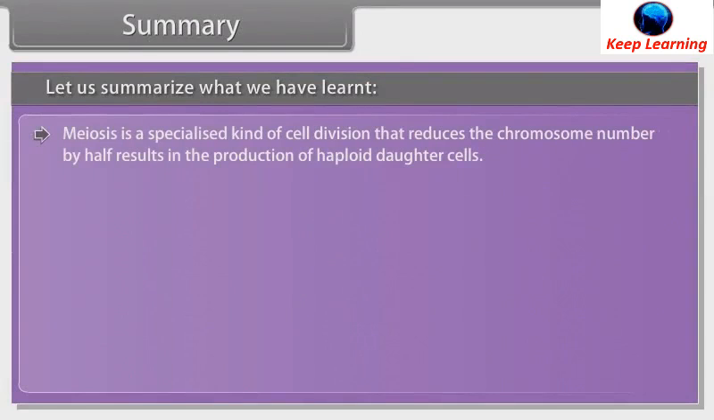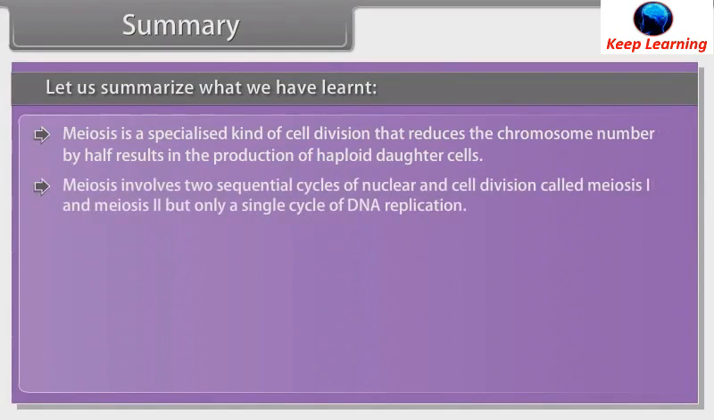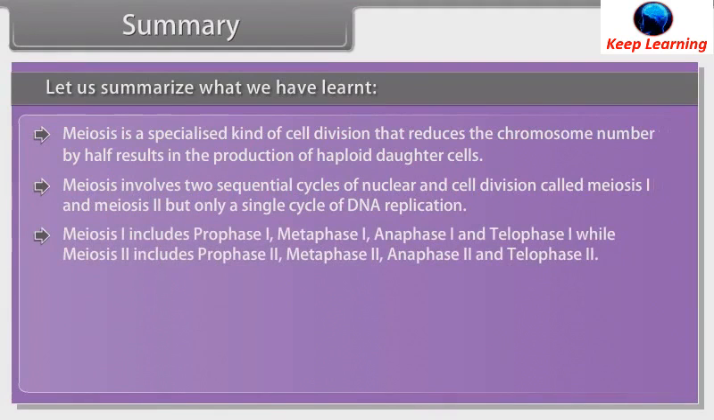Meiosis is a specialized kind of cell division that reduces the chromosome number by half and results in the production of haploid daughter cells. Meiosis involves two sequential cycles of nuclear and cell division called meiosis 1 and meiosis 2, but only a single cycle of DNA replication. Meiosis 1 includes prophase 1, metaphase 1, anaphase 1, and telophase 1, while meiosis 2 includes prophase 2, metaphase 2, anaphase 2, and telophase 2.